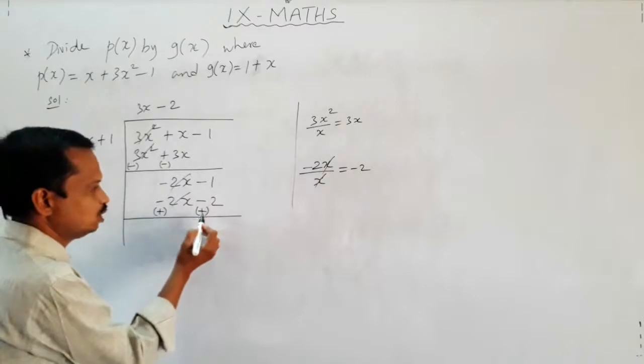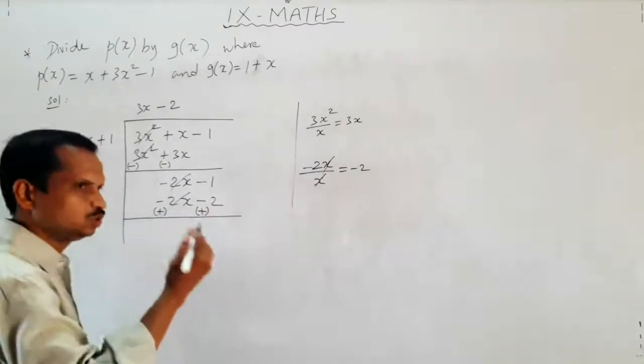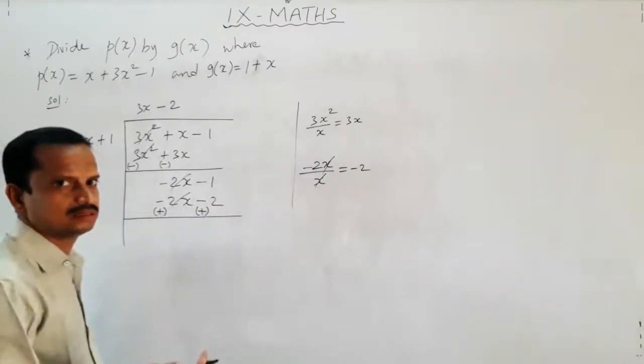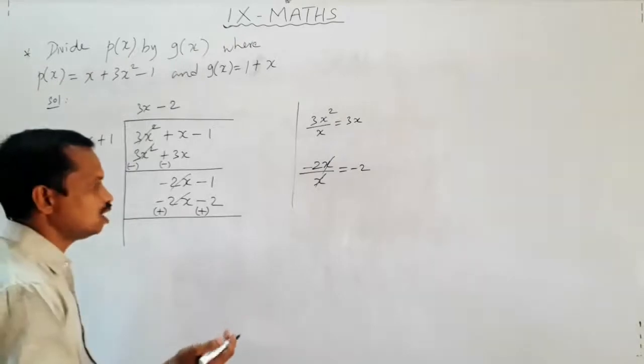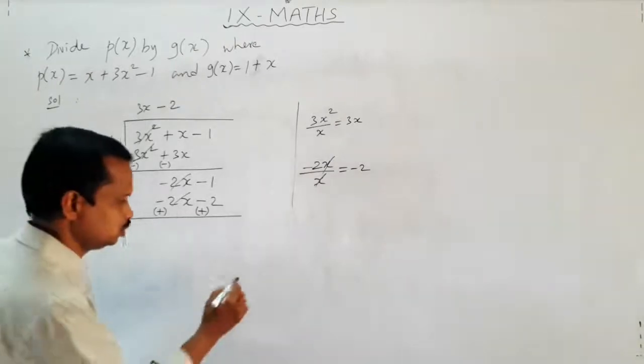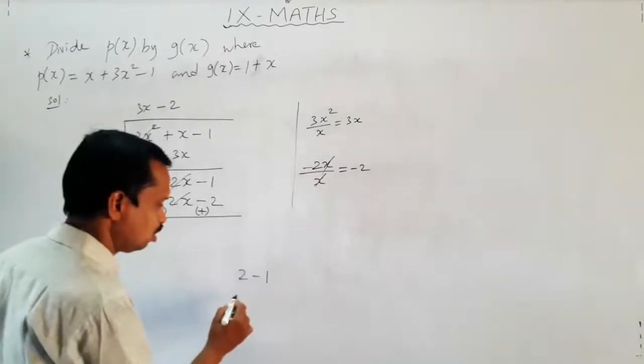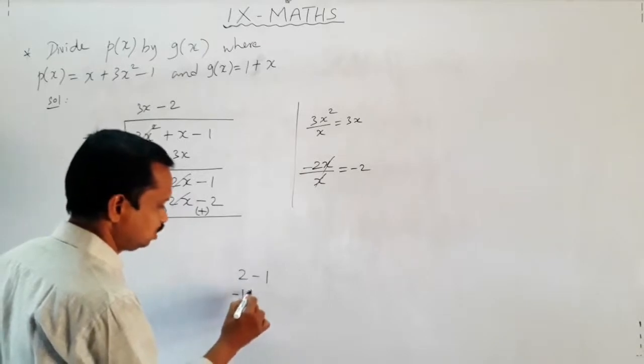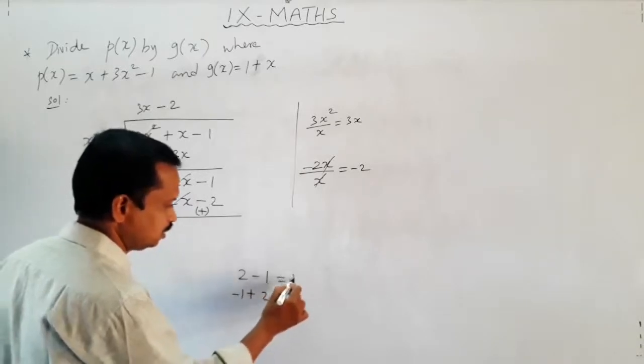And this is minus 1 plus 2. What happens? So plus 2 minus 1. Like that also you can take it. 2 minus 1 or minus 1 plus 2, both are the same. Both you will get 1 only.